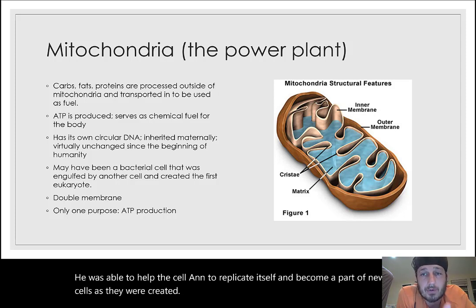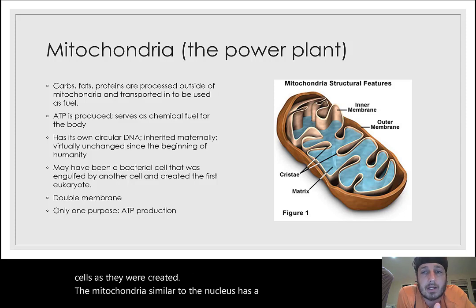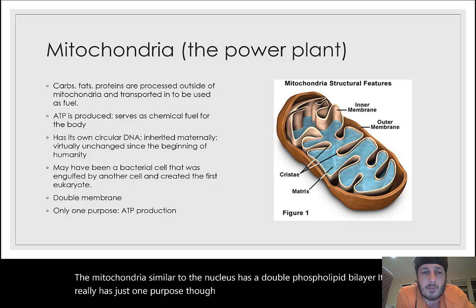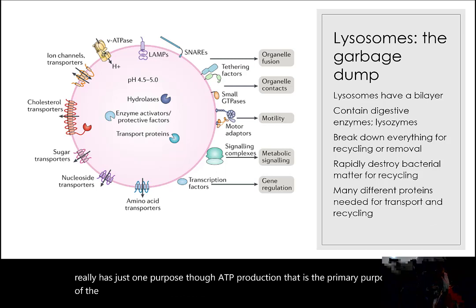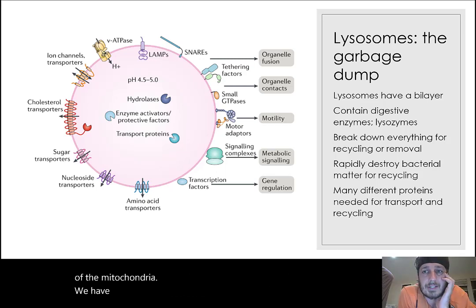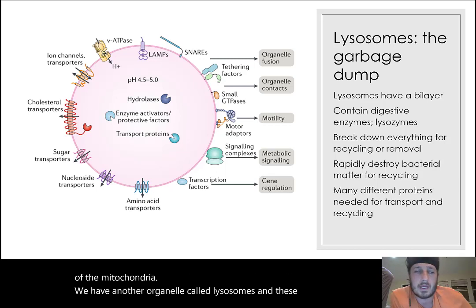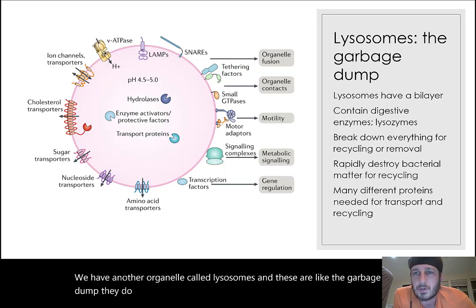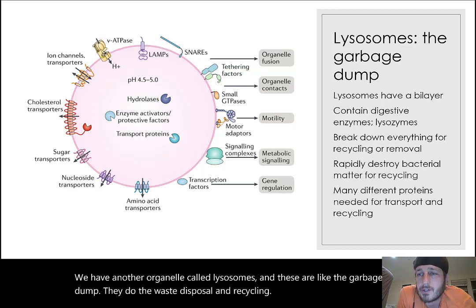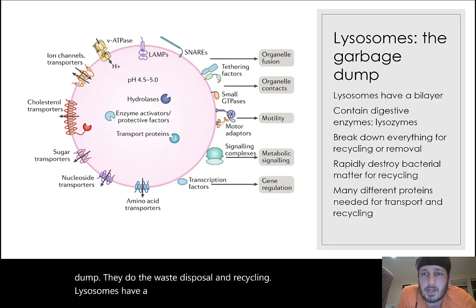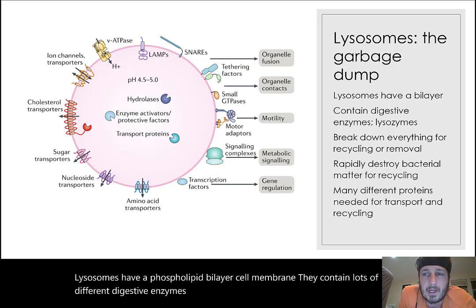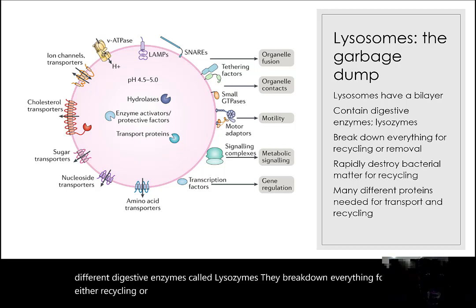Now, the mitochondria, similar to the nucleus, has a double phospholipid bilayer. It really has just one purpose, though, ATP production. That is the primary purpose of the mitochondria. We have another organelle called lysosomes, and these are like the garbage dump. They do the waste disposal and recycling. Lysosomes have a phospholipid bilayer, a cell membrane. They contain lots of different digestive enzymes called lysozymes. They break down everything for either recycling or removal from the body.